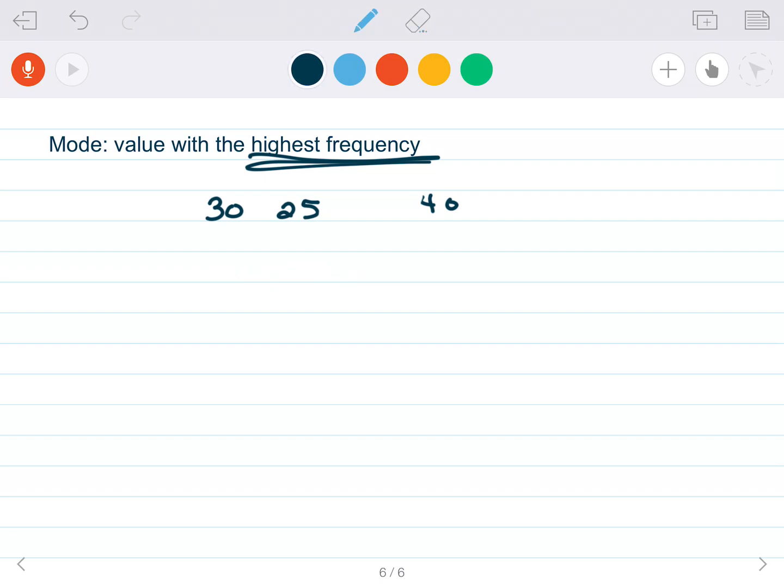So what did I erase? I erased a 20 and a 20. Let's say this 20 at the end was actually a 22.